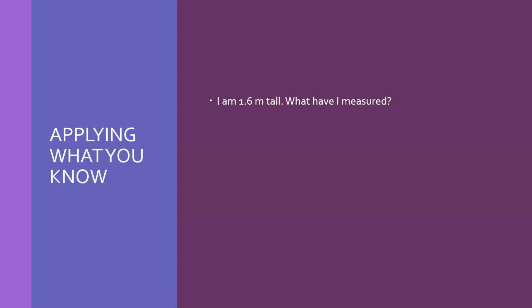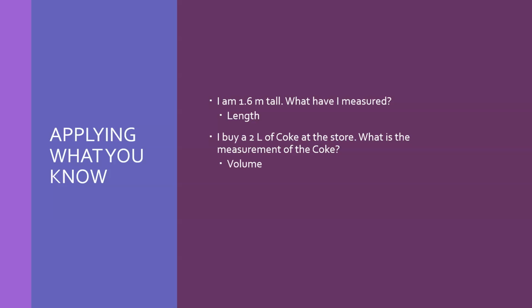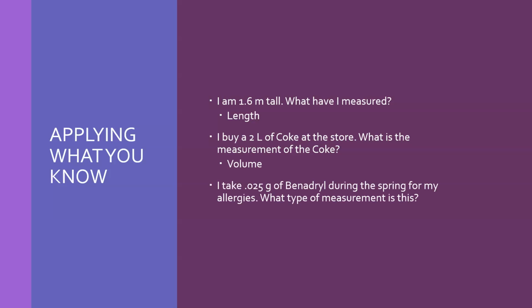So when you're given a number, you have to think about what that means it was measured. For example, if I told you I was 1.6 meters tall, what am I telling you about myself? I'm telling you my length, because meters is our length measurement. If I say that I'm buying a 2 liter of Coke at the store, what is being measured about the Coke? The volume of the Coke is being measured. That is the volume of Coke you have purchased. And if I take 0.025 grams of Benadryl during the spring for my allergies, what have I actually measured about the amount of Benadryl I'm taking? I have measured the mass of the Benadryl.